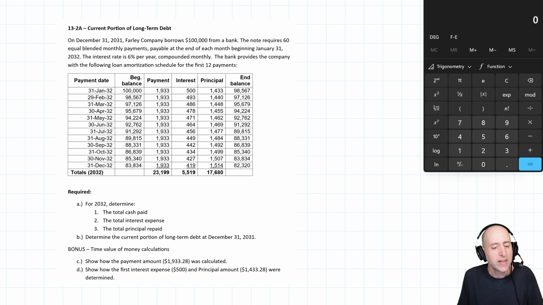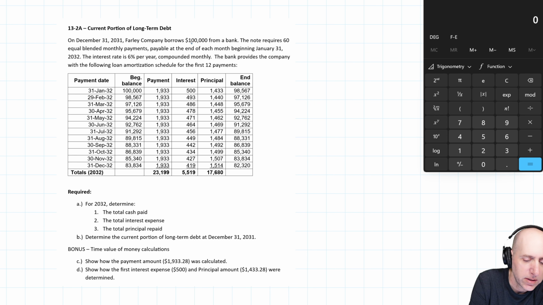Let's jump into problem 13.2a, the current portion of long-term debt. On December 31st, 2031, Farley Company borrows $100,000 from the bank. The note requires 60 equal blended monthly payments, payable at the end of each month, beginning January 31st, 2032. The interest rate is 6% per year, compounded monthly. The bank provides the following loan amortization schedule for the first year, the first 12 payments.